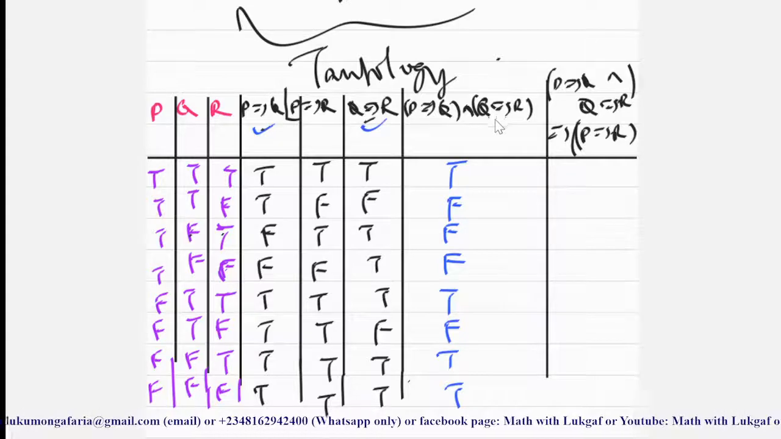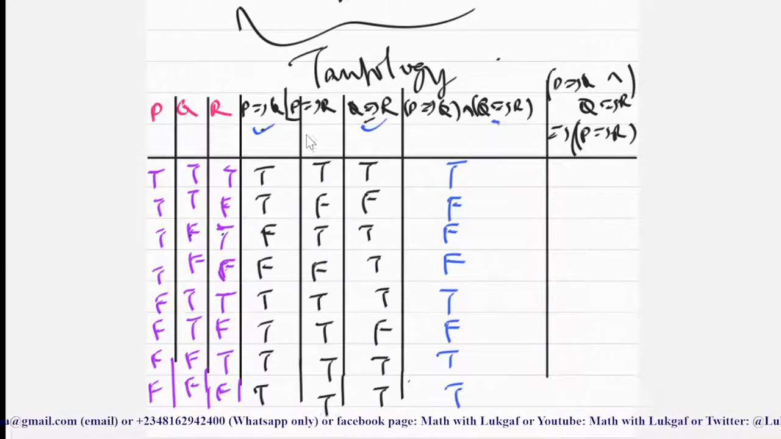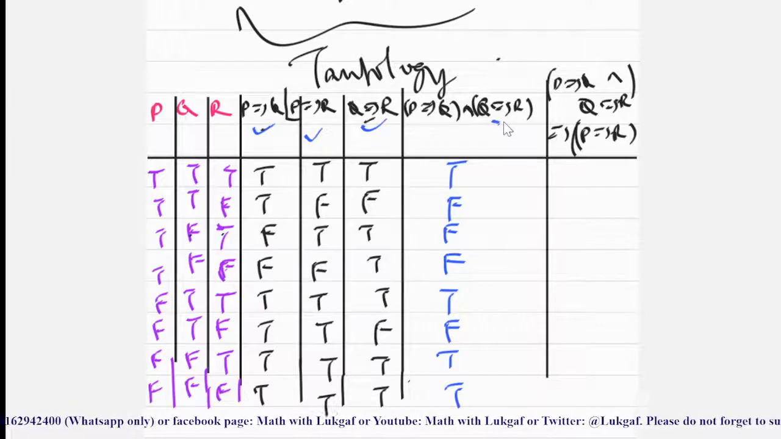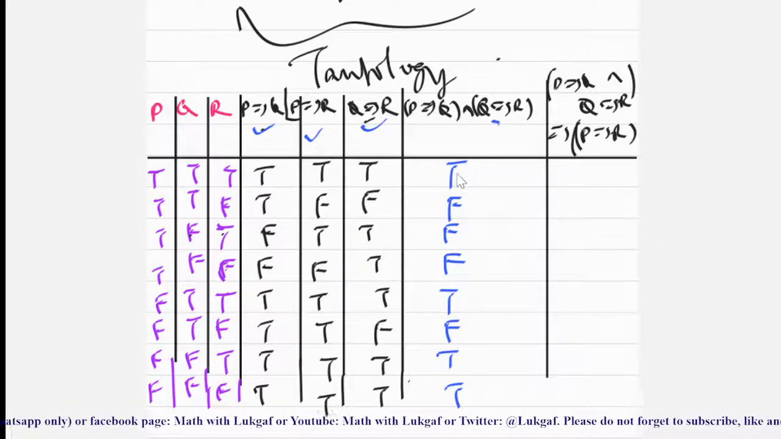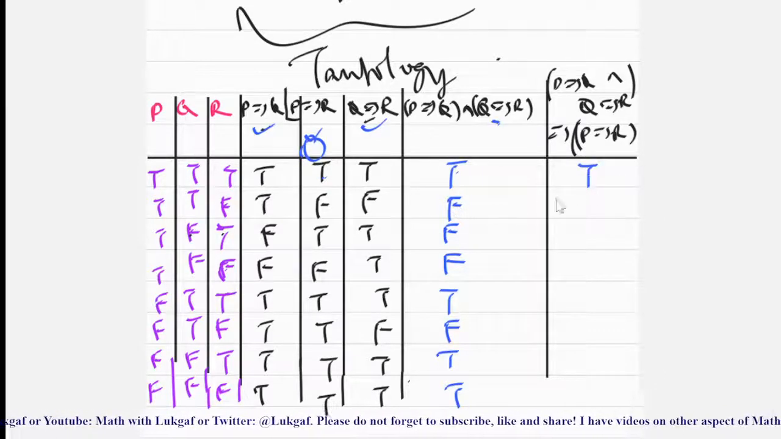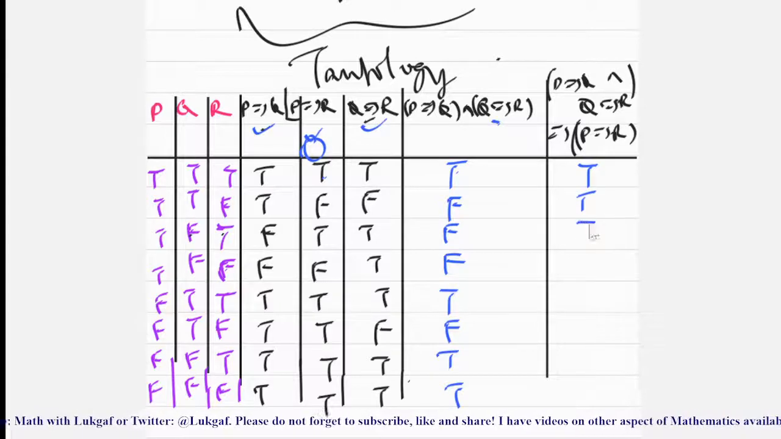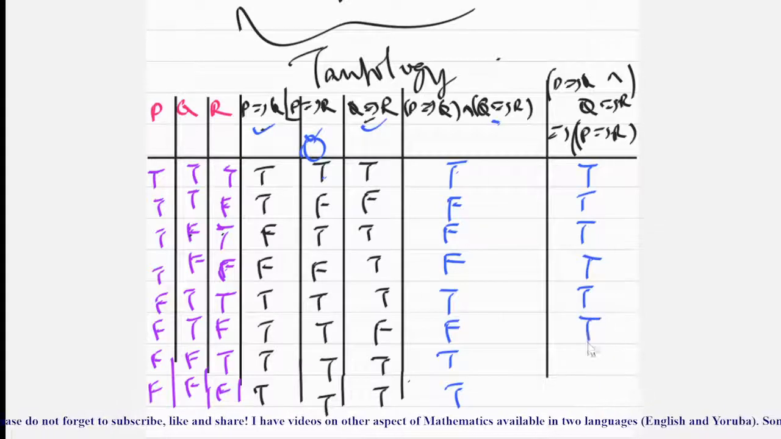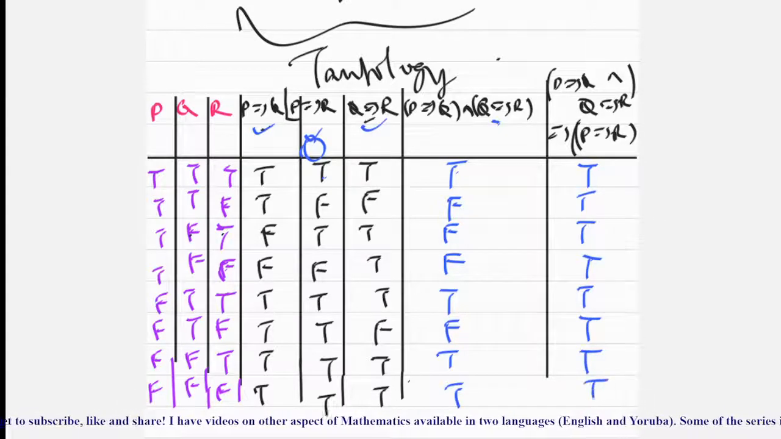And lastly, you marry this guy, implies this guy. Don't forget implication. The only time you are going to have false is when the first is true and the second is false. True, true. We have true. False, false, true. False, true, true. False, true, true. False, false, true. True, true, true. False, true, true. True, true, true. True, true, true. You understand now?